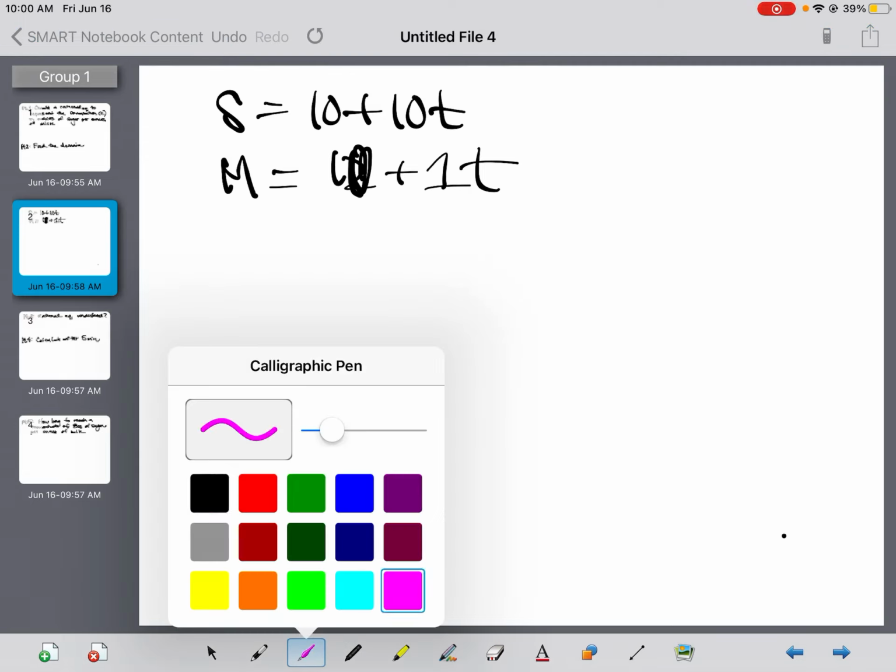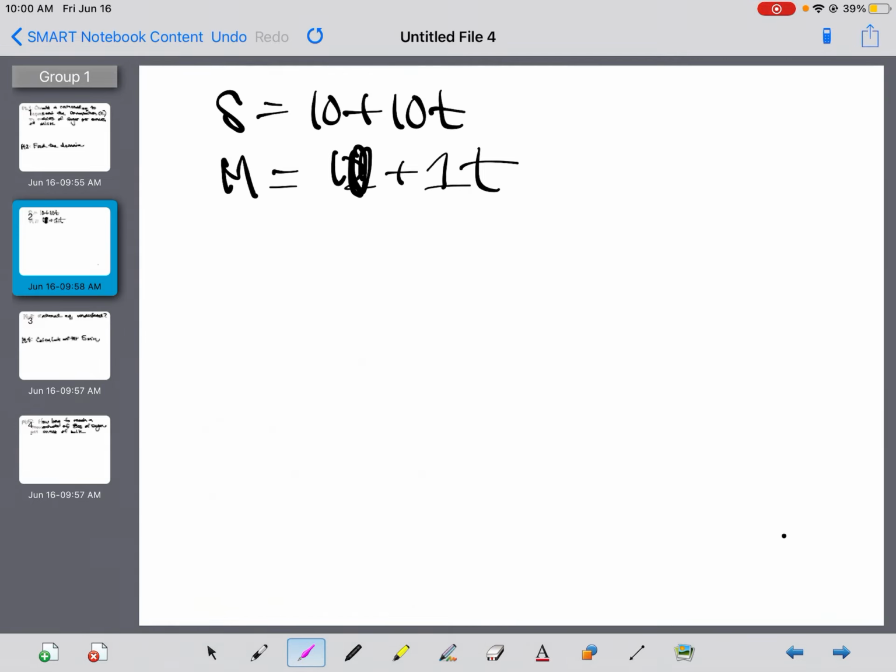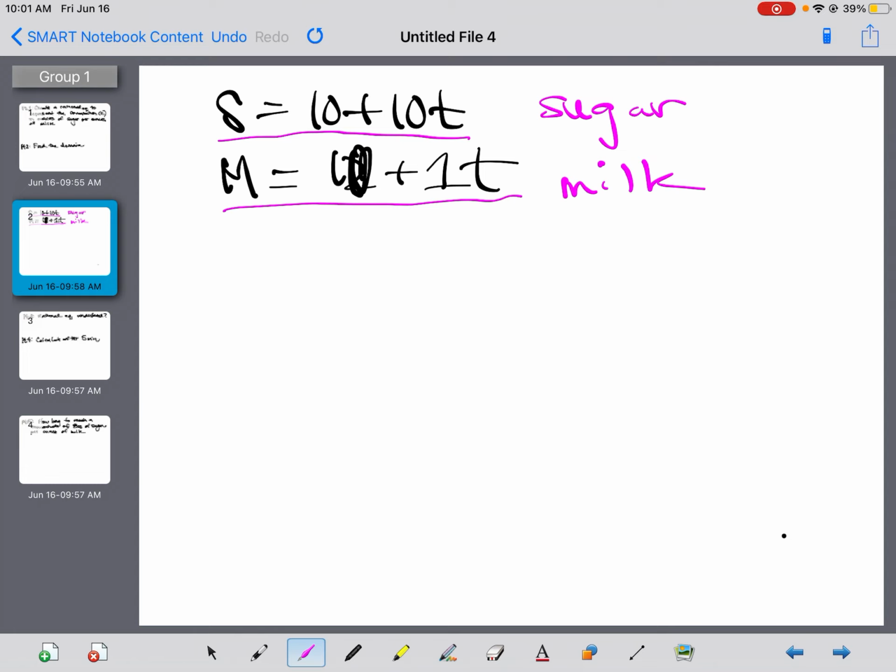Here we have our two equations: we have our sugar and we have our milk. These are different from what you have. This is an old example, and you will probably see it online if you look, so if you use these numbers, that is an automatic 0.